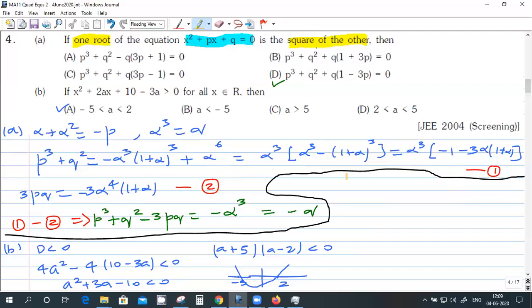Proceeding. Yes, sir, I'm doing. A little bit of thought is required. So once the roots, you have called as alpha and alpha square, from that you will get these two, right? Then you look at the options and see what you should calculate.